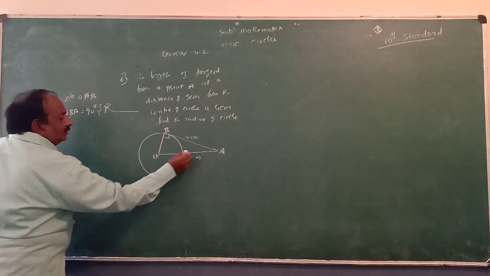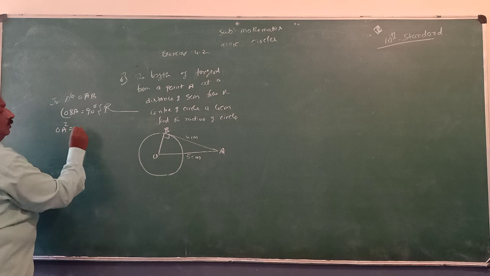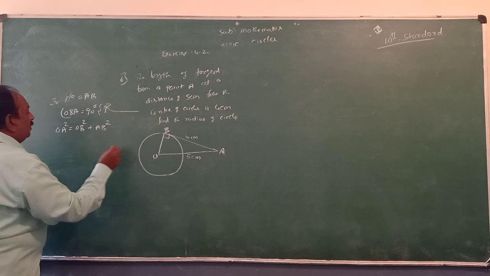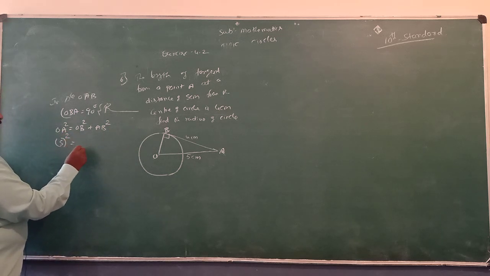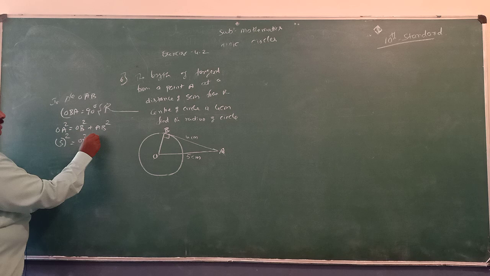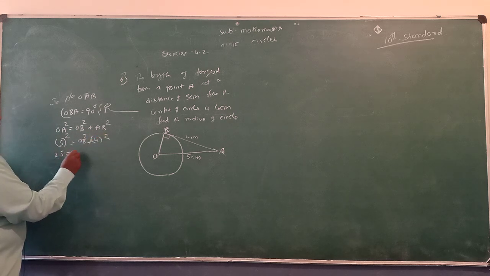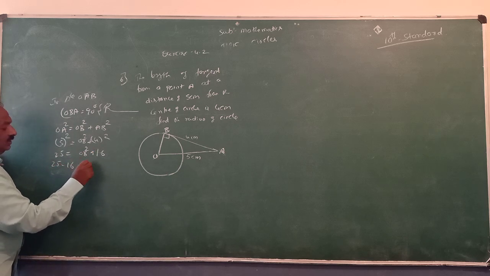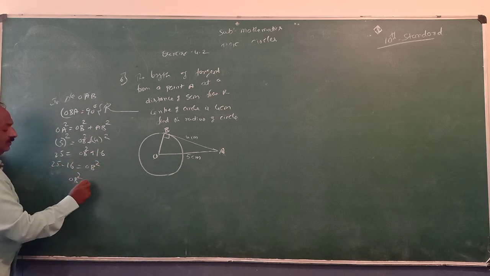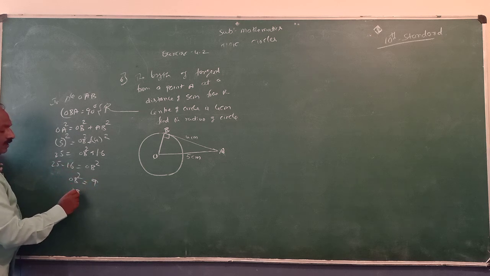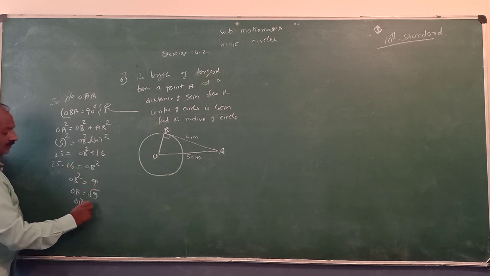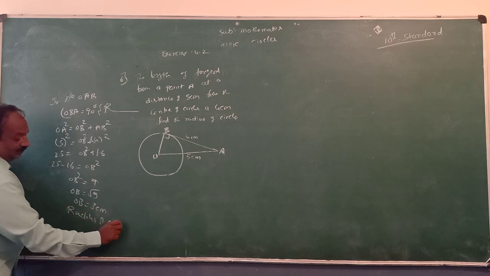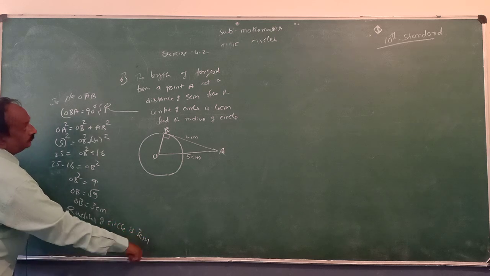So, applying the Pythagoras theorem, OA squared is equal to OB square plus AB square. What is OA? 5 square. What is OB? We don't know. What is AB? 4 square. 5 5s are 25, OB square. 4 4s are 16. 25 minus 16 is equal to OB square. OB square is equal to 9. OB is equal to root of 9. OB is equal to 3 centimeter. Therefore, radius of the circle is 3 centimeter.